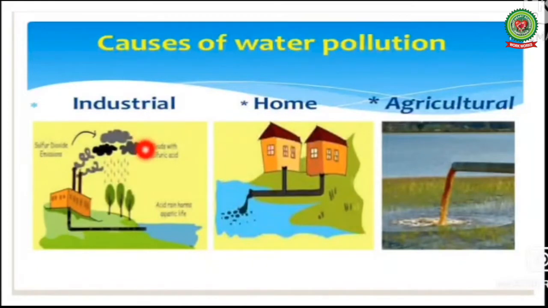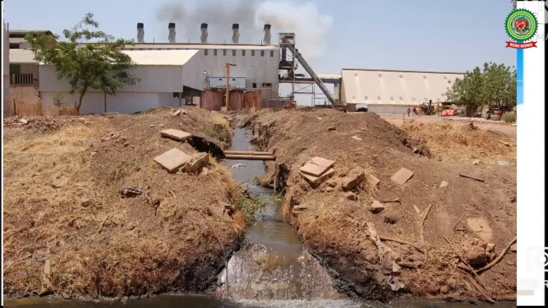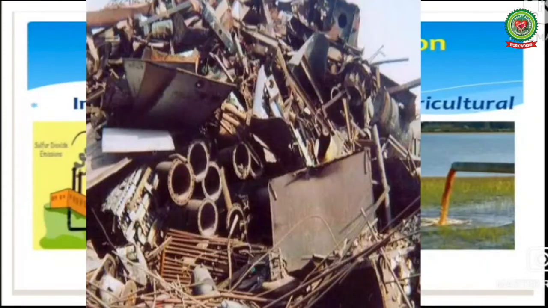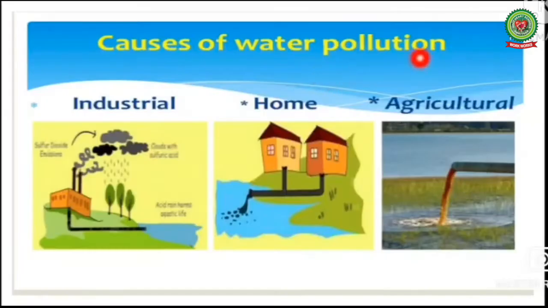Some industrial facilities generate ordinary domestic sewage that can be treated by municipal facilities. But some other industries generate wastewater with high concentration of conventional pollutants, for example oil, grease and other types of toxic pollutants too, that is heavy metals and volatile organic compounds. So that causes water pollution.